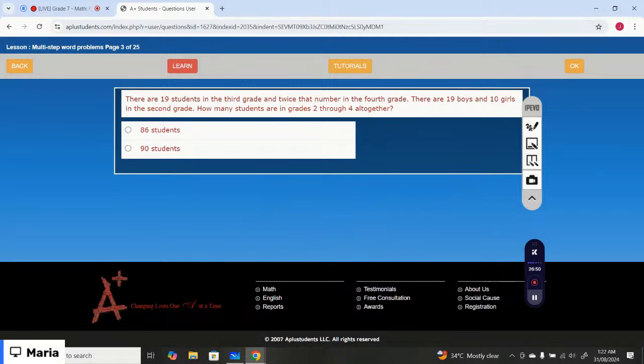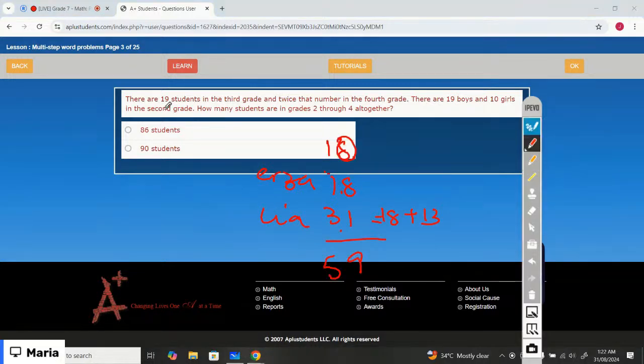There are 19 students in the third grade and twice the number in the fourth grade. There are 19 boys and 10 girls in the second grade. How many students are in grades 2 through 4 altogether? Okay, let's start. Grade 3 has 19 students. Twice the number in grade 4 means multiply by 2. Grade 4 has 38 students, right?